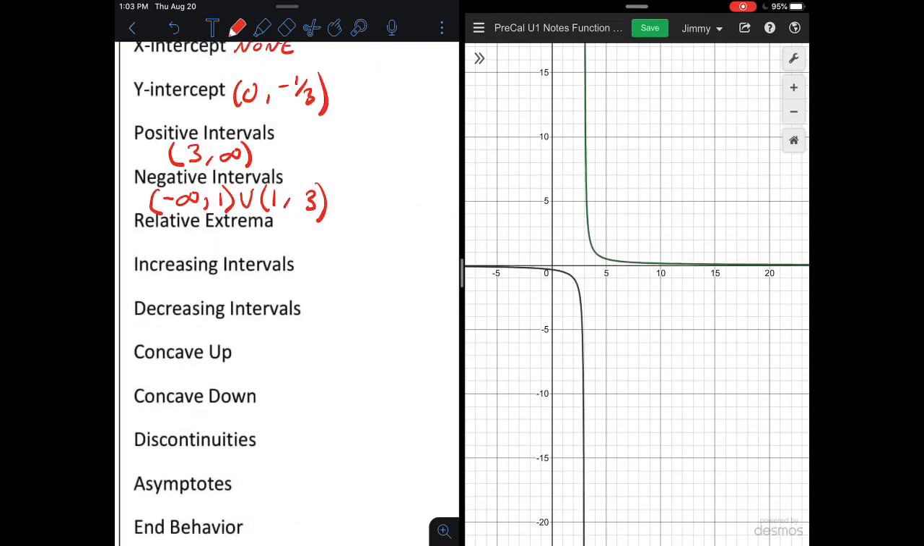Now, relative extrema. I'm looking for turning points. I'm looking for a maximum or a minimum, and I don't see a maximum or a minimum in this graph. So we'll say there's no relative extrema.